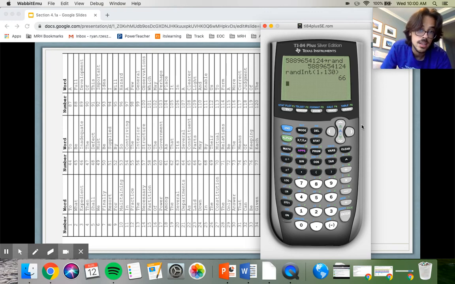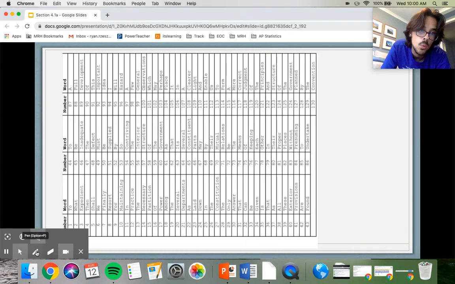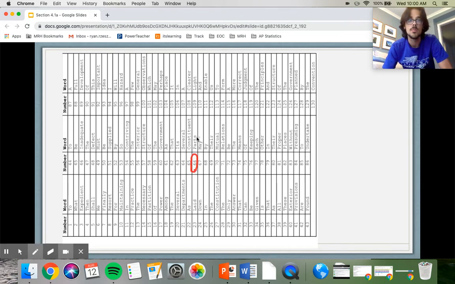So 66 was going to be the word parts. That's my first word for my sample. Okay, and that obviously has 5 letters in it. I would do randInt again, and I would do it 5 times total and choose my random words that way. If you get the same word, just redo it. But do randInt 1, 130 5 times and get your 5 words.